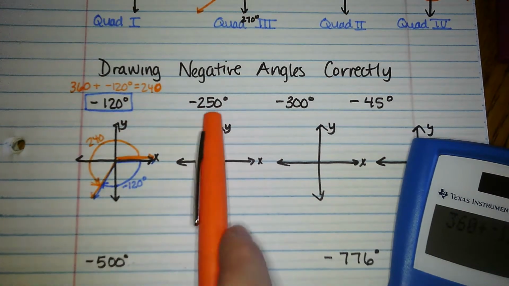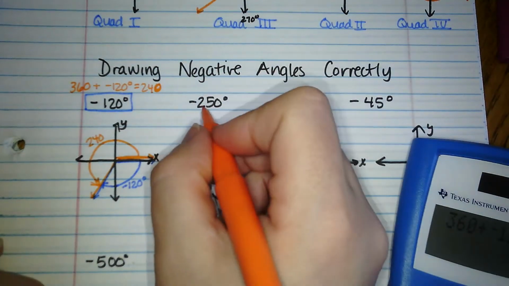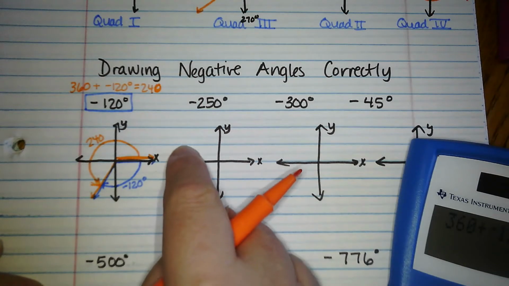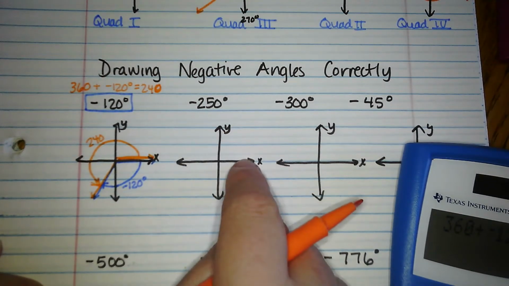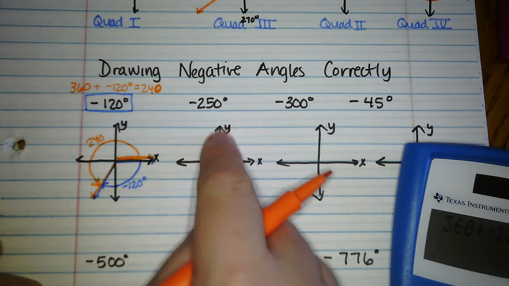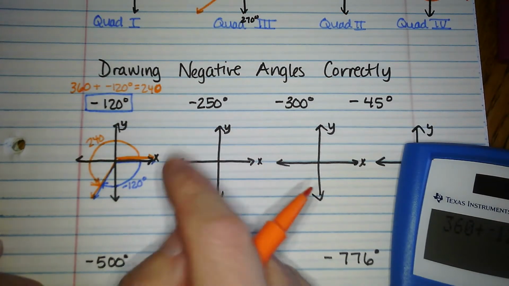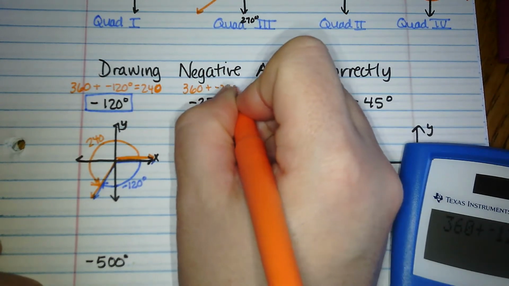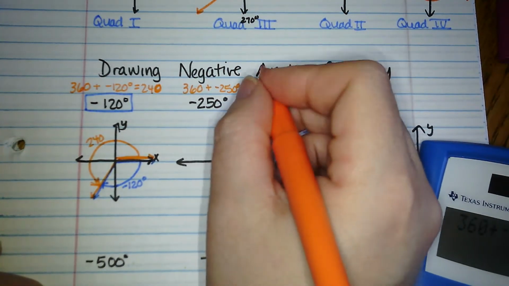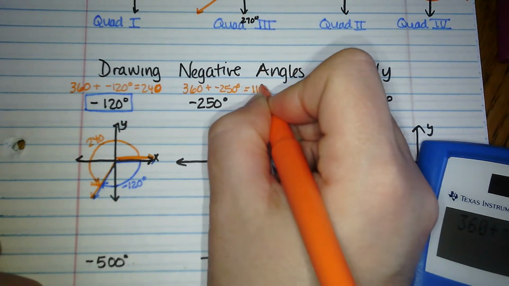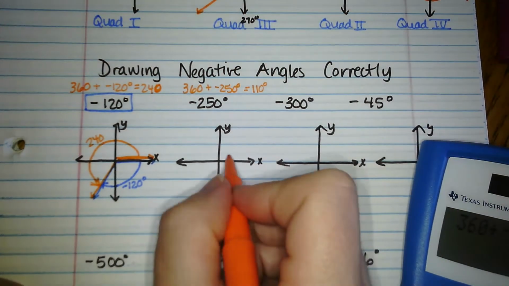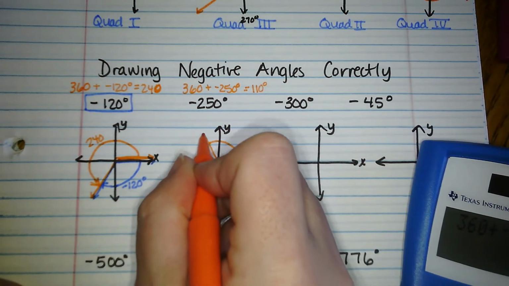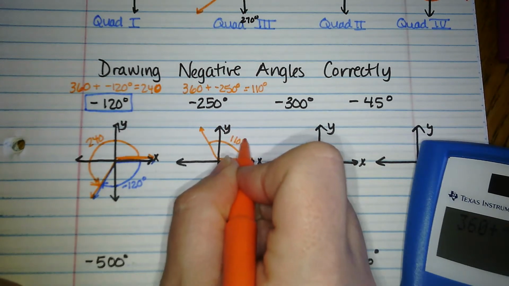Let's take a look at the second one. I have negative 250. So if I have a negative 250, I know that I'm going to go clockwise, and I'm going to go around almost 3/4 of the way, because 3/4 of the way, 1, 2, 3/4 would be 270. So it would stop right before there. But if I take 360 and add it to my negative 250, I'm going to get a 110 angle. And 110 positive is right past 90. There's my 110 positive.